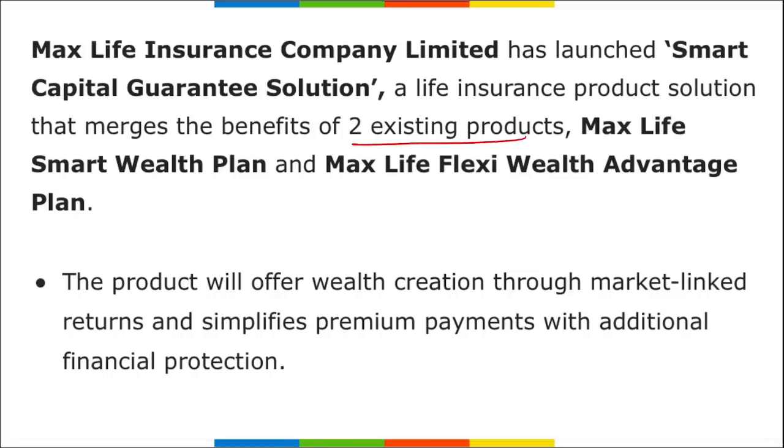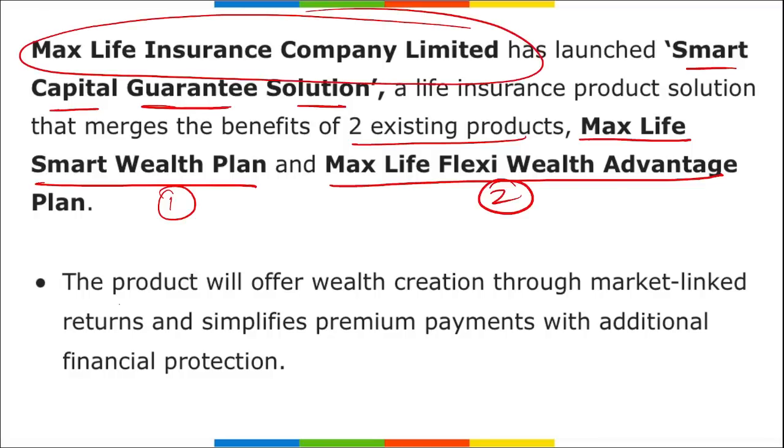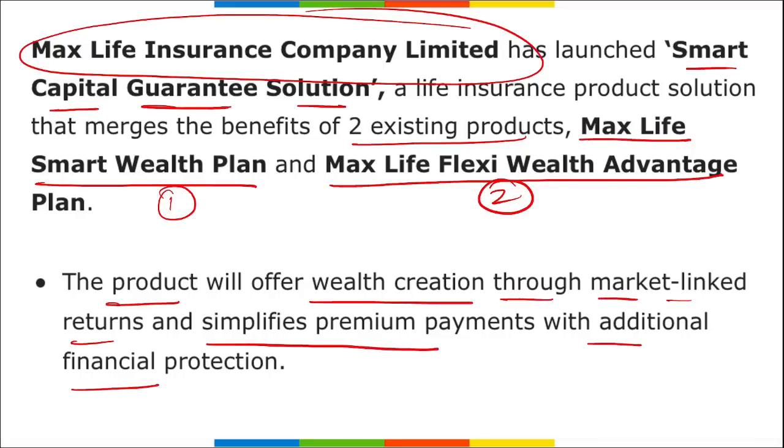So here you can see the two existing products: Max Life Smart Wealth Plan first, and Max Life Flexi Wealth Advantage Plan second. They were merged together to launch the Smart Capital Guarantee Solution, and it was launched by whom? Max Life Insurance Company Limited. This product will offer wealth creation through market linked returns and simplifies premium payments with additional financial protection.